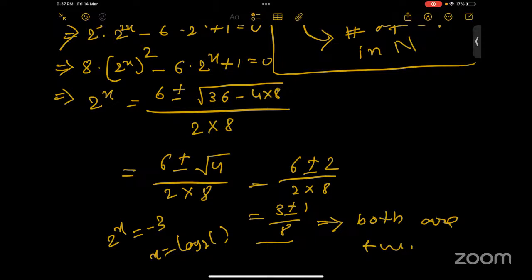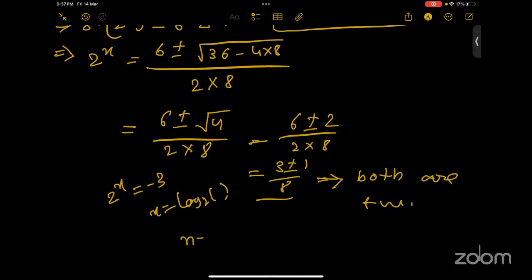Clear? Good. So n is equal to 2, so 4n will be equal to 8, right? Any doubt? Someone received a different solution. Okay. How?